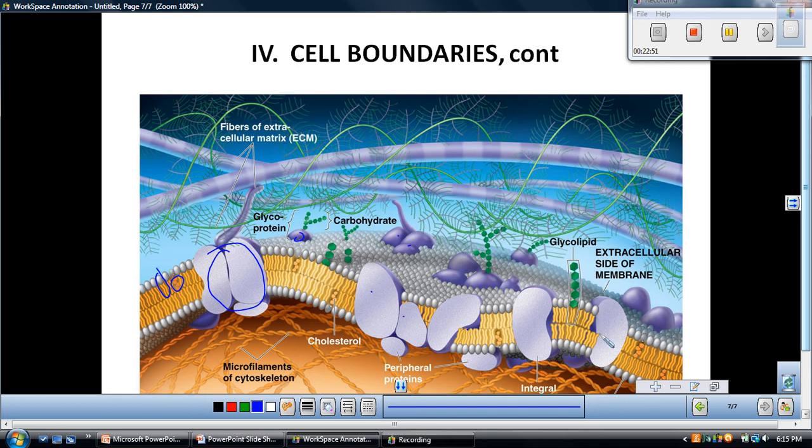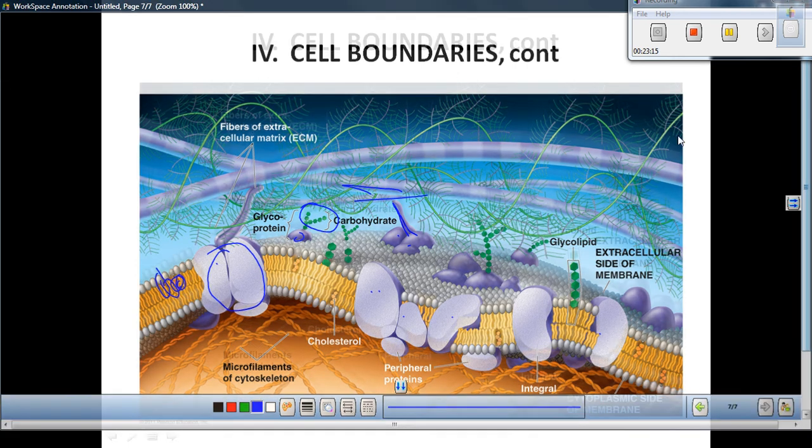Some of them serve as channels, some serve as pumps, some are embedded, integral, some are on the surface, which are the peripheral proteins. Some have attachment sites for the extracellular matrix. Some serve as enzymes, so you can see all the different components of the cell membrane. So we have carbohydrate ID tags, proteins, phospholipids, and cholesterol. Huge point. Great job.